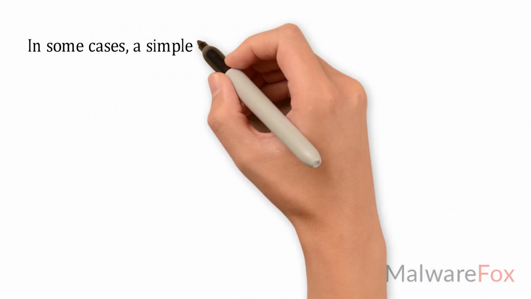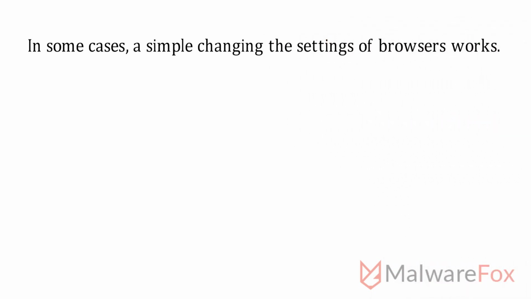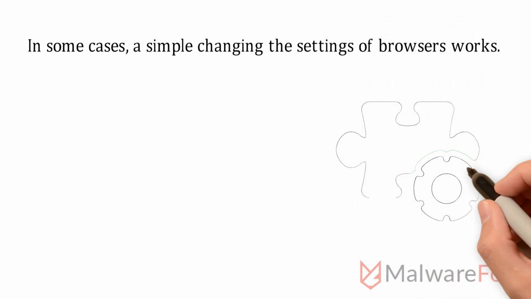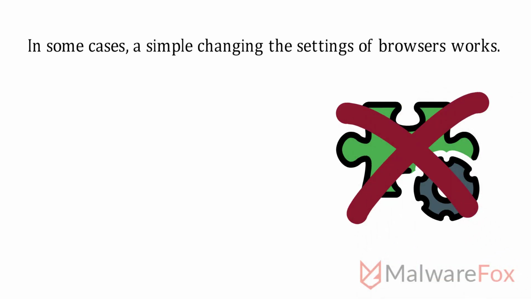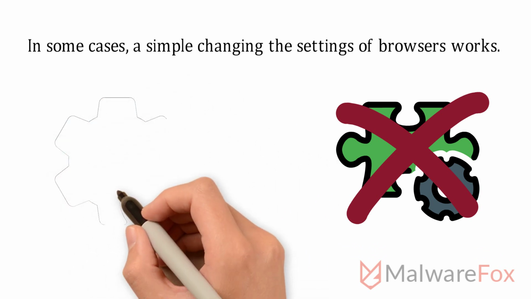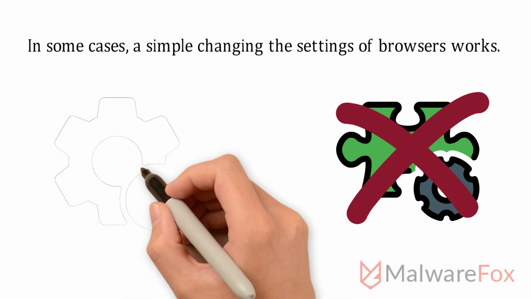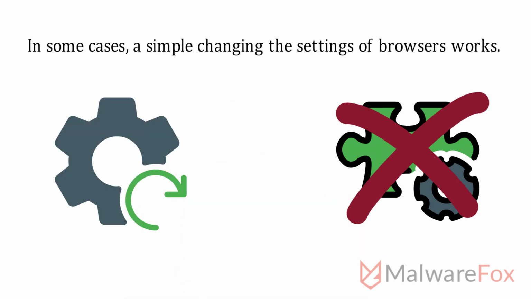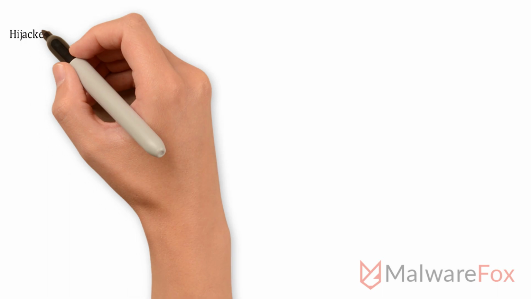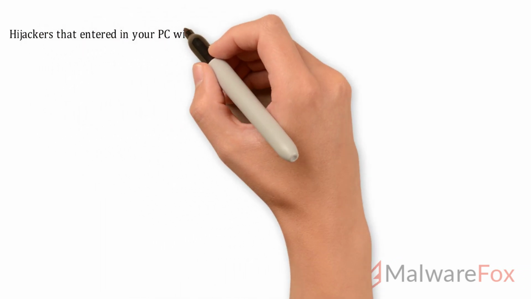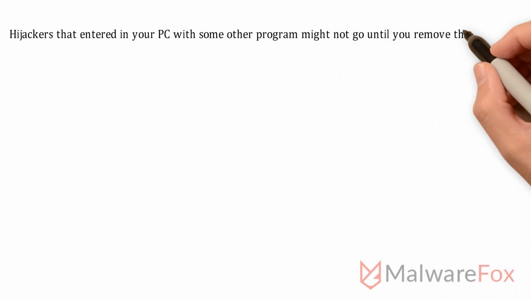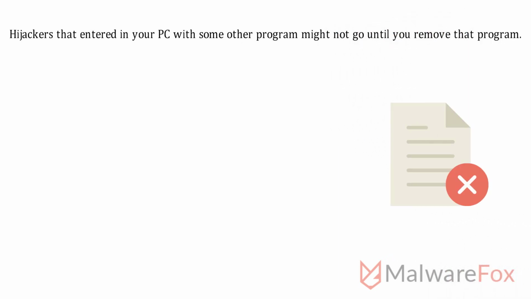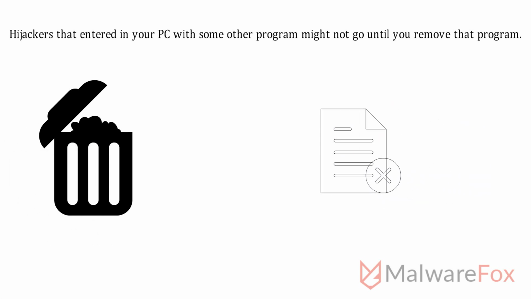How to remove browser hijackers? In some cases, simply changing the settings of browsers works. A few browser hijackers are associated with a browser extension or add-on. So, if you identify them and remove them, you also remove the browser hijacker. However, in some cases, you might need to reset the browsers to their default settings. Hijackers that entered your PC with some other program might not go until you remove that program. So, you should identify and uninstall such applications from your PC.